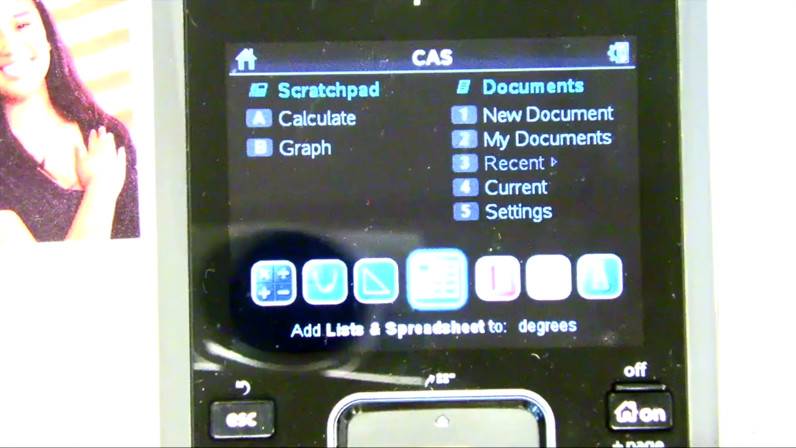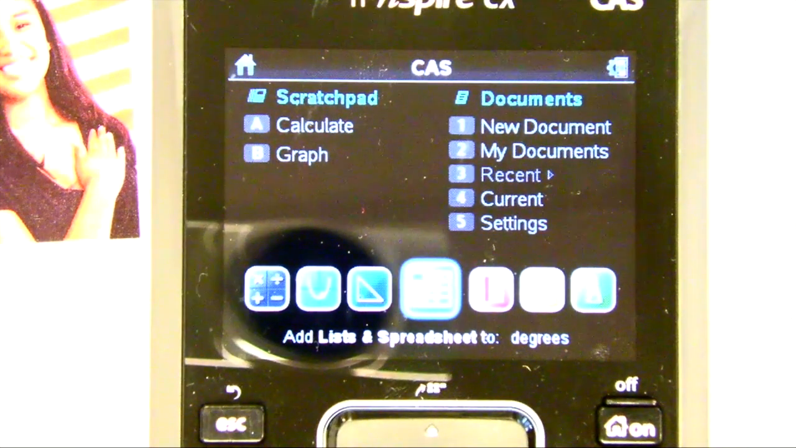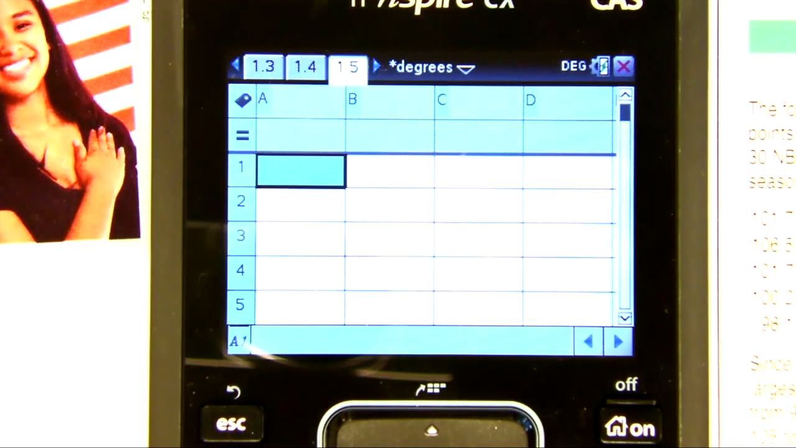And here's my TI Inspire. This is the home screen. On the home screen, you can see across the bottom here we have a row of icons. The icon we want to start with is add lists and spreadsheets to our document. Then you can see we can just start entering our data in here. Like our first one's 2.8 and so on and so forth.